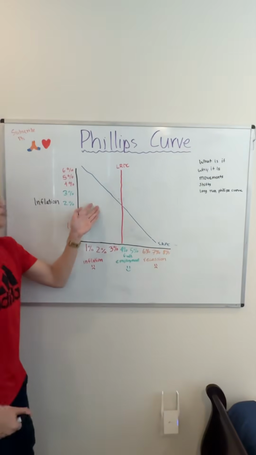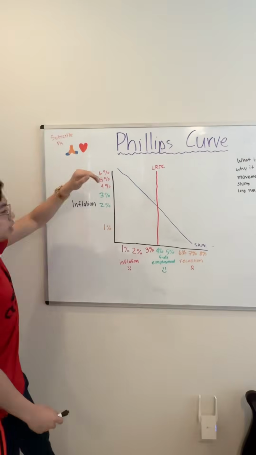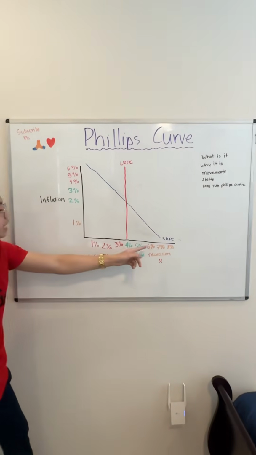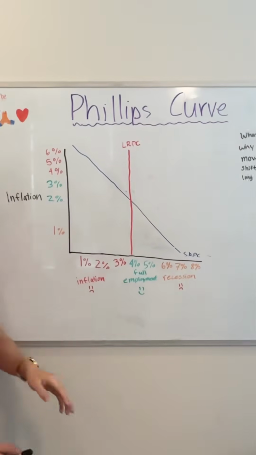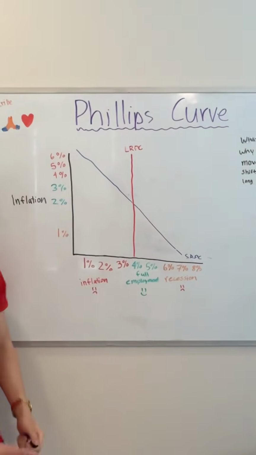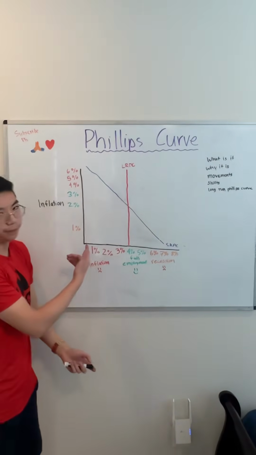So, the Phillips curve shows the balance between unemployment and inflation. Typically, when there's high unemployment, that leads to low inflation. The reason why is that when there's high unemployment, not many people have jobs, so not many people are spending much, making the inflation low.